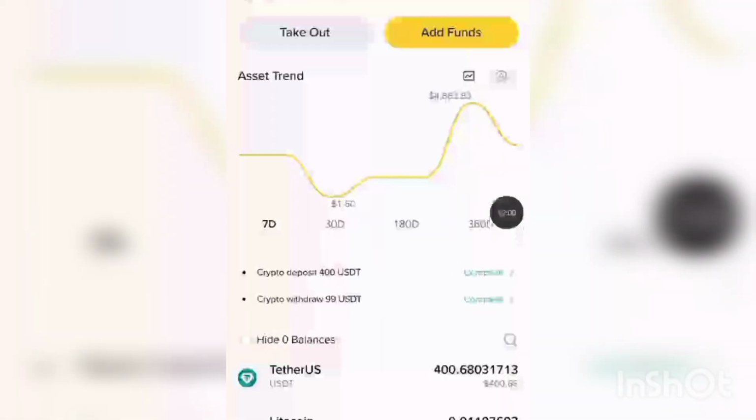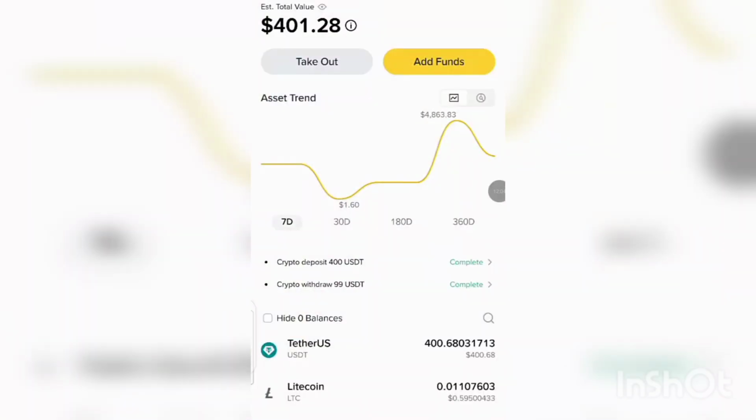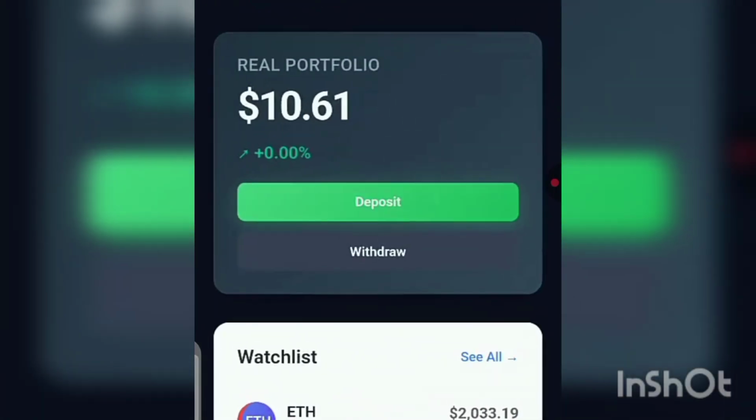Because they took a 1 USD fee. So the bot, once you are done trading, will take 1 USD and give you the rest. So we have 400 USDT here. We withdrew 401 and they gave us 400. So you can see how profitable this bot is.